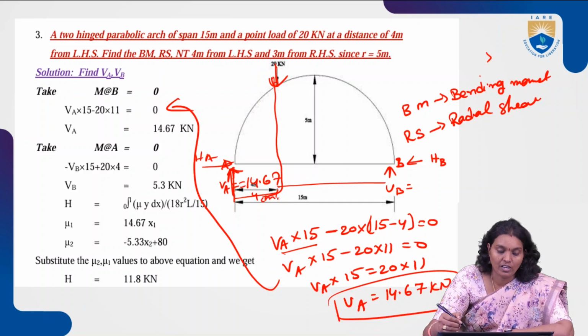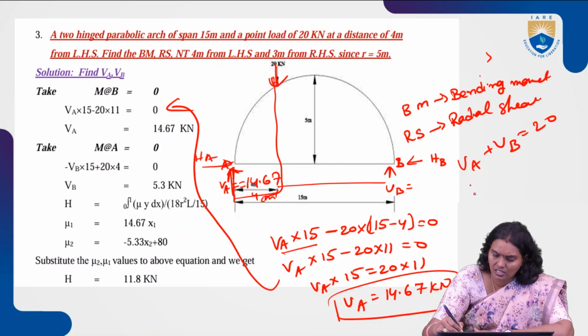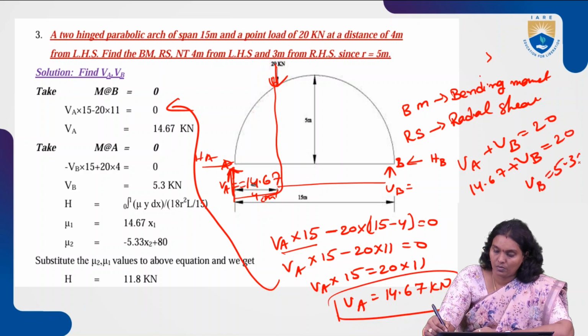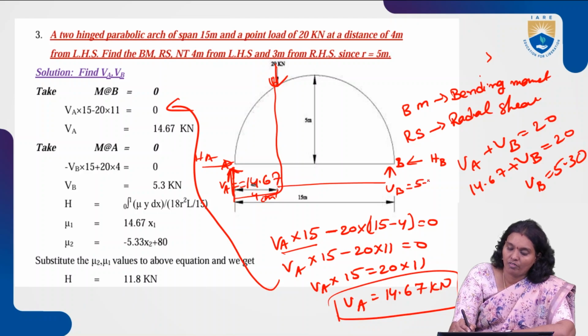And now find out the moment. So this is a single point load. No need to go and find this in terms of moments at A. So like this also we may find VA plus VB is equal to 20 kilonewtons. This is 14.67 plus VB is equal to 20. So VB is equal to 5.30. So this VB is equal to 5.30.